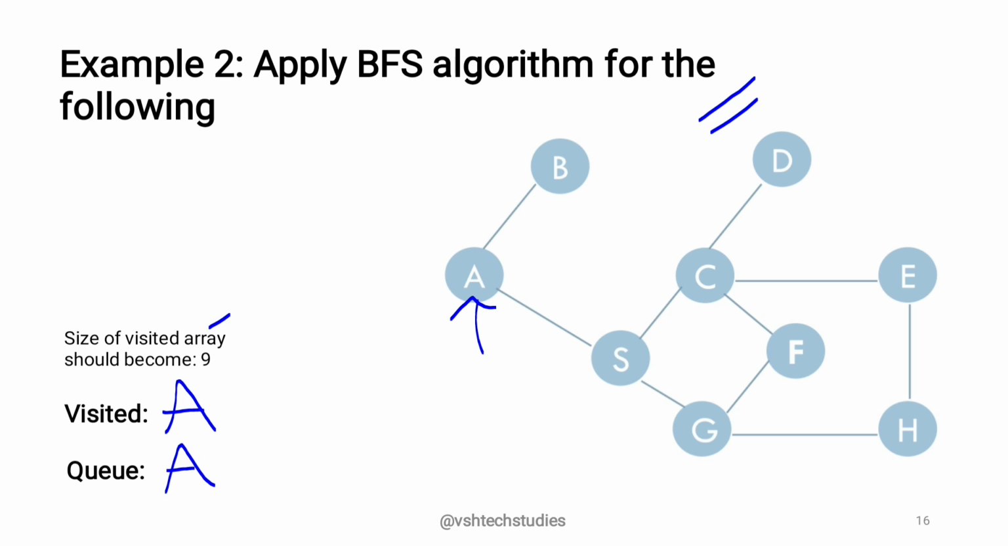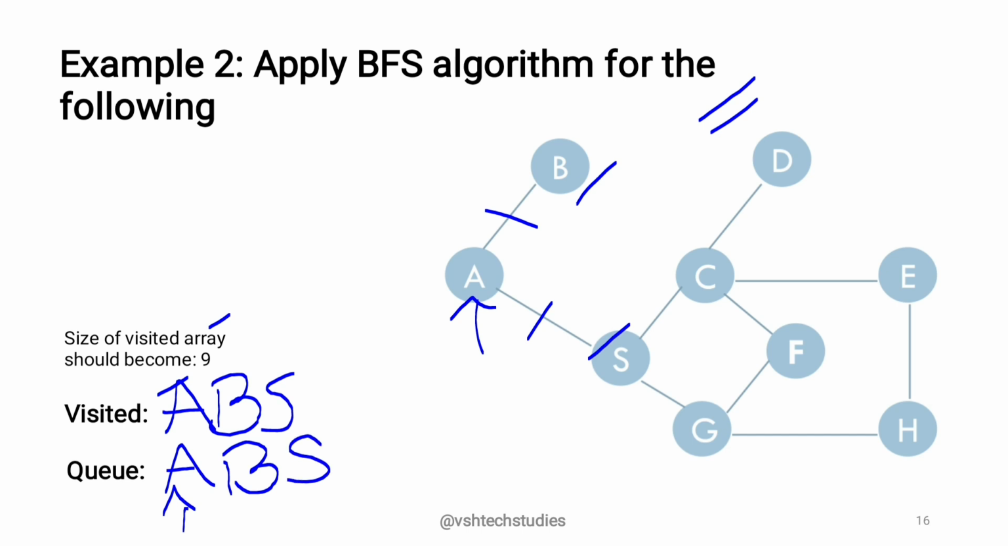Why is it put into the queue? A's neighbors are to be listed. A's neighbors are B and S, because they are connected through links. B and S are not yet visited, hence they are put into the visited node list, and they are put into the queue because their neighbors are to be considered next. Now A is taken out of the queue.